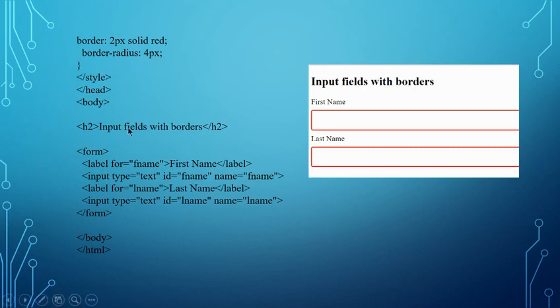And again, I'm giving the header as input fields with borders. And in form, I'm giving the first name and the last name. This is the output you get. Here we have changed the color and size of the text and the border, or anything which you need you can mention, and you can change the color and text.